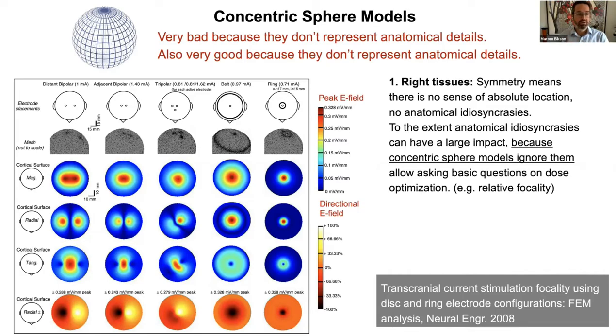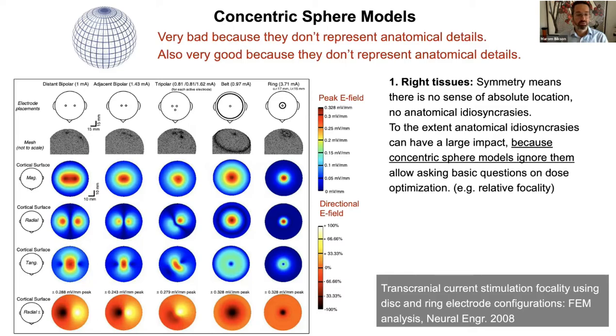For example, if I wanted to compare the role of distant bipolar with adjacent bipolar, if I did that on a real head, I'd have to worry about things like, well, is one of the electrodes moving closer to the orbit? Or is the skull thickness the same under the distant bipolar or adjacent bipolar? So you could see it starts to be a little bit hard to compare apples to apples if I just want to ask in principle what these montage variations do.